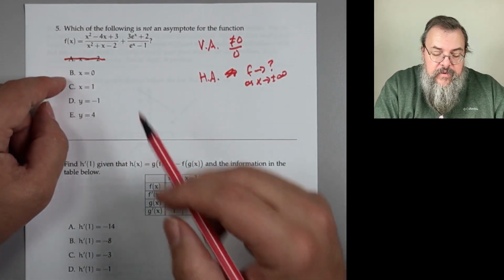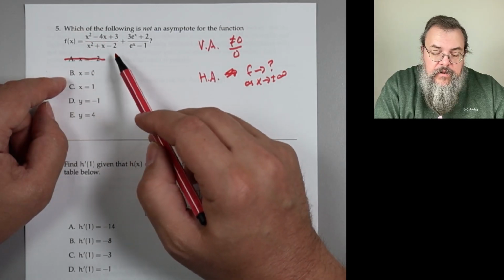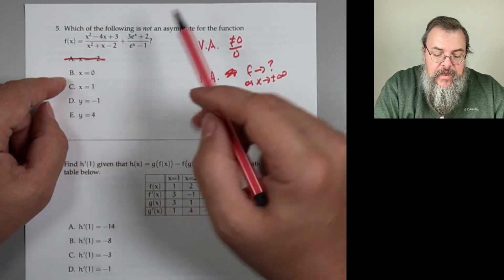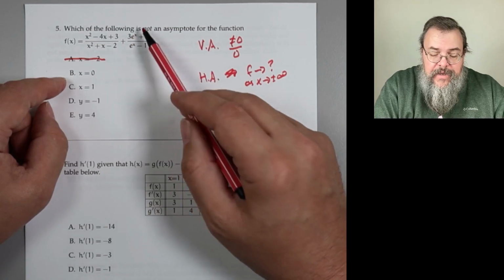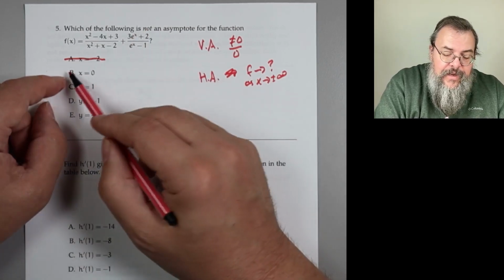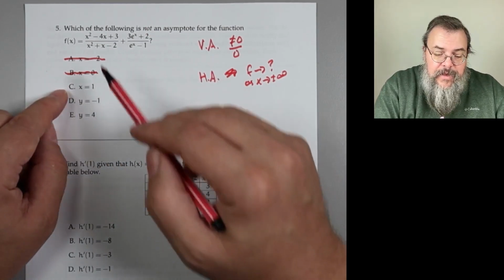All right, plug in 0. Here you get 0 in the numerator and minus 2 downstairs. Okay, that's fine. How about this one? 3 plus 2 is 5. 1 minus 1 is 0. You get non-zero over 0. That's a vertical asymptote. Okay, x equals 1.